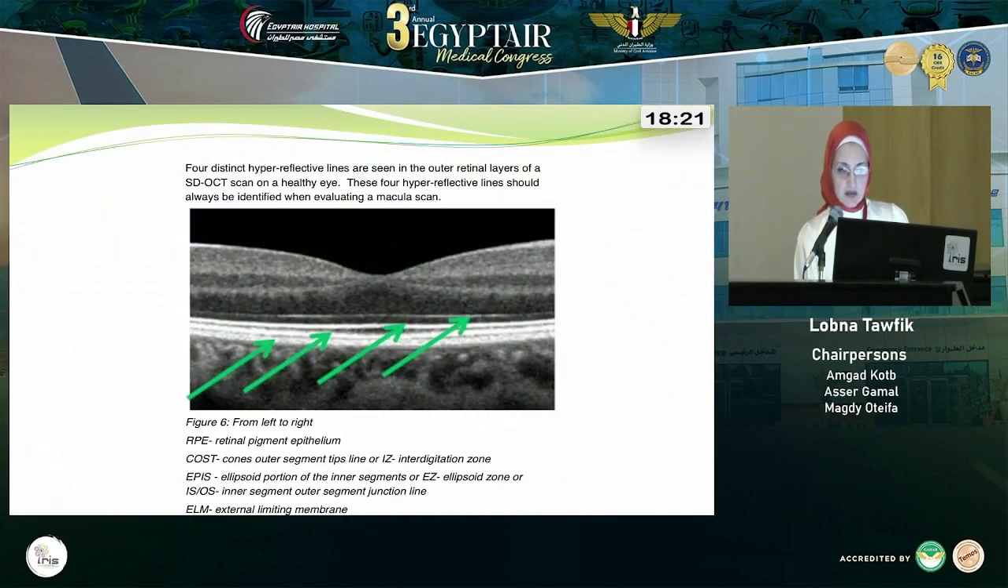Four distinct hyperreflective lines are seen in the outer retinal layers of the OCT scan on a healthy eye. These four hyperreflective lines should always be identified when evaluating a macular scan. From inside outward, we have the external limiting membrane, IS-OS junction or the ellipsoid zone, COST or the interdigitation zone, and the RPE.